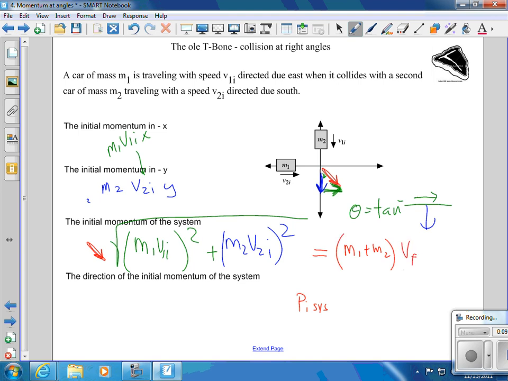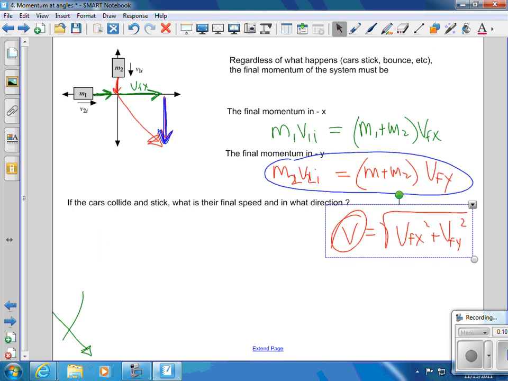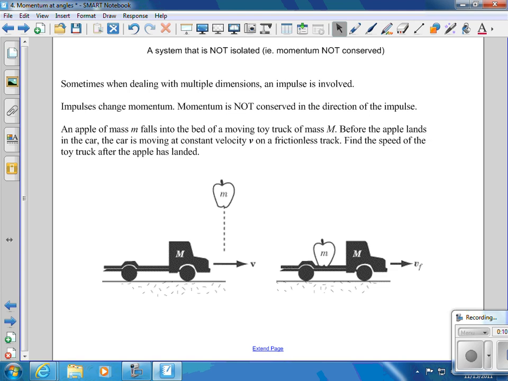That's just V final. That's not an X or a Y. Notice that when I Pythagorated the initial momentum of the two cars, that was the initial momentum of the system. If I divide that by the combined mass, that V final here is this. I'll be specific here: that V that I'm getting after I Pythagorate the X and the Y. There's some pretty heavy vector component stuff going on there. Okay, I just kind of threw this in here.